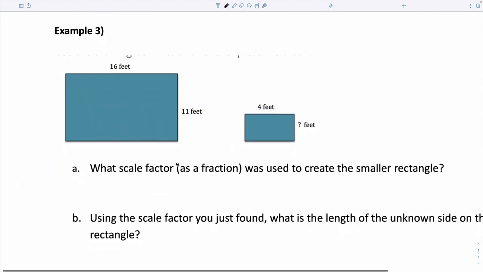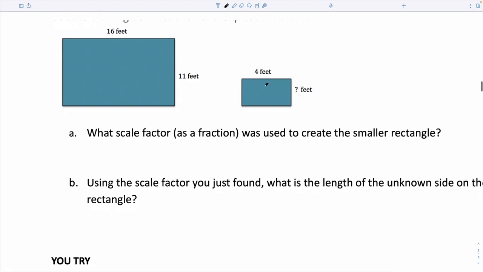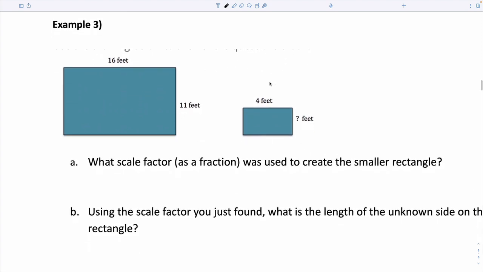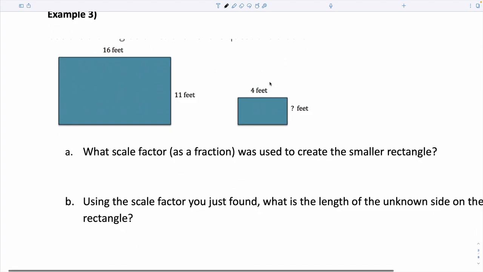They want the scale factor of this shape. It goes from a bigger one to a smaller one this time. And then they want to know something else. Looking at those two shapes and looking at examples 1 and 2, what is kind of weird about this problem? We haven't ever done a problem like this before. It goes from 16 to 4, 11 to something else. There's two kind of differences for this one. Jersey, what's different about this? There's this missing side. That's going to be B.